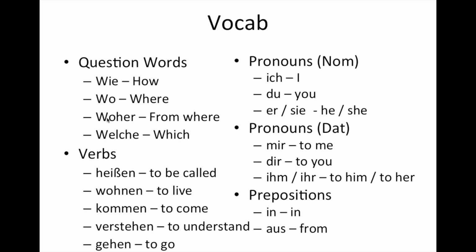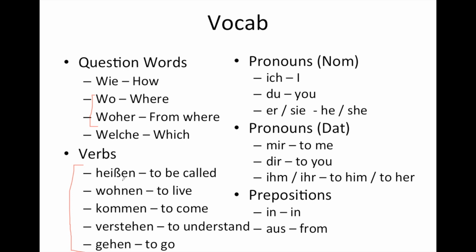Wie, wo, woher, and welche are going to be our 4 question words: how, where, from where, and which. So you'll notice that there are different German words for wo, where, and woher, from where. And then we're going to be working with 5 verbs: heißen, wohnen, kommen, verstehen, and gehen. To be called, to live, to come, to understand, and to go.